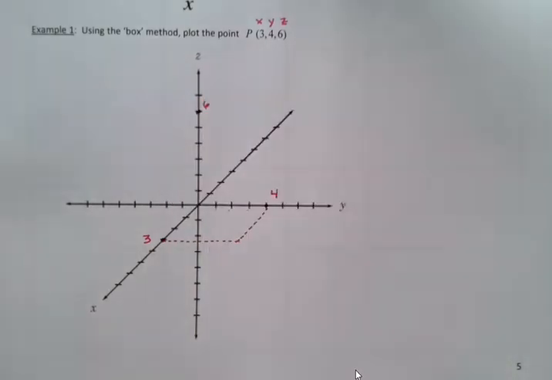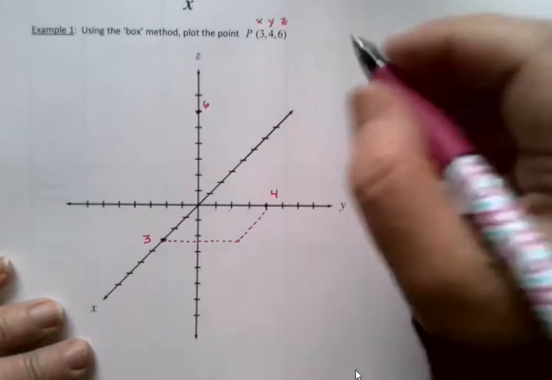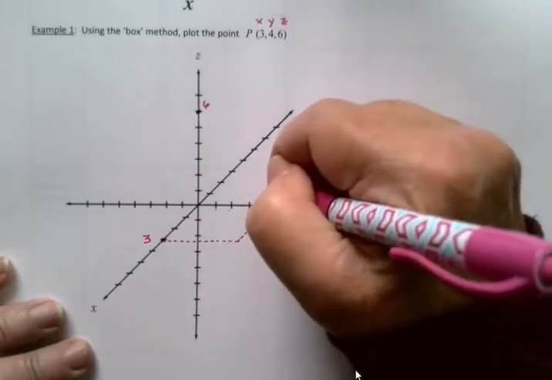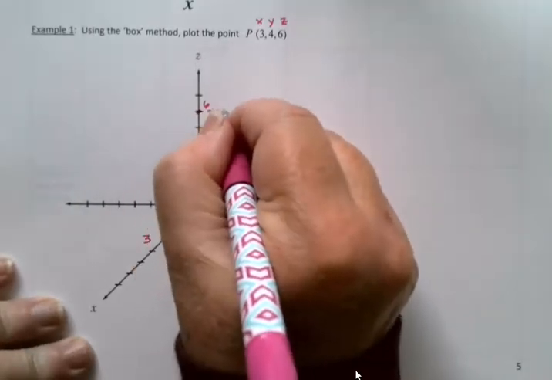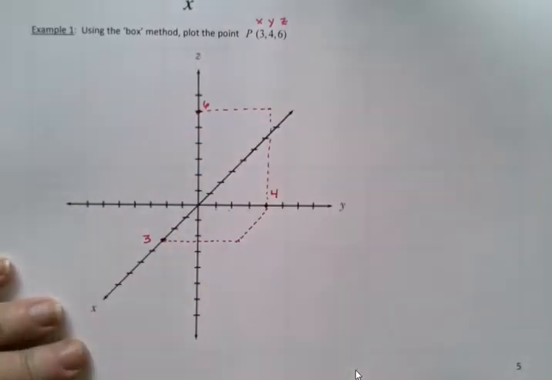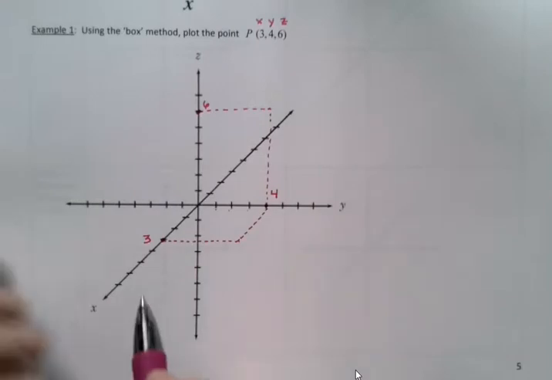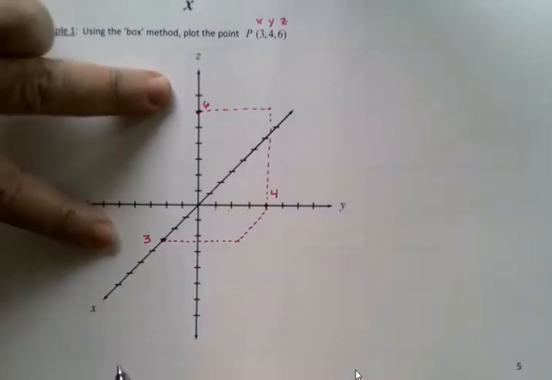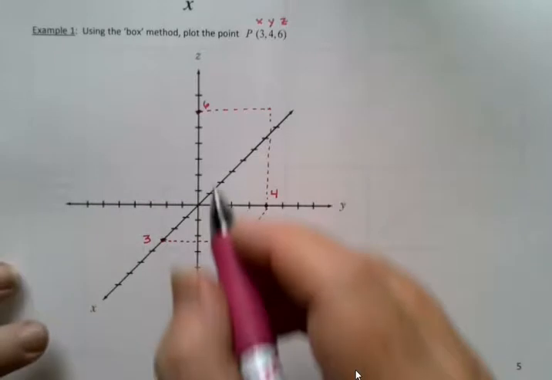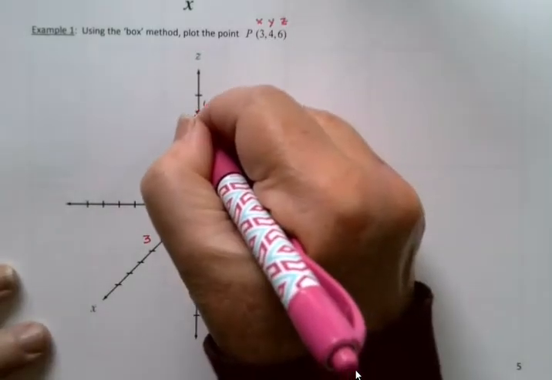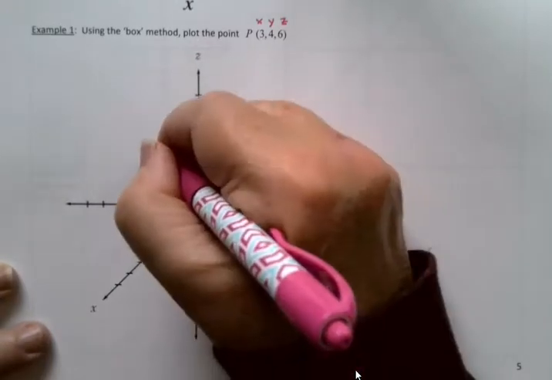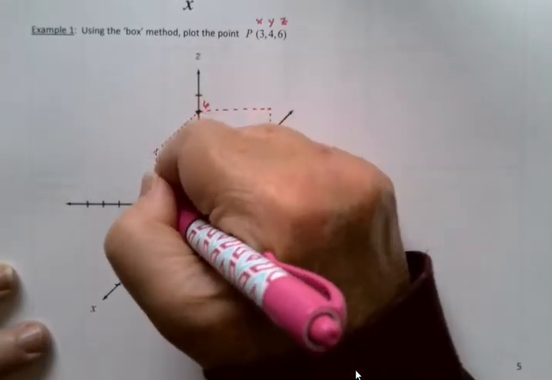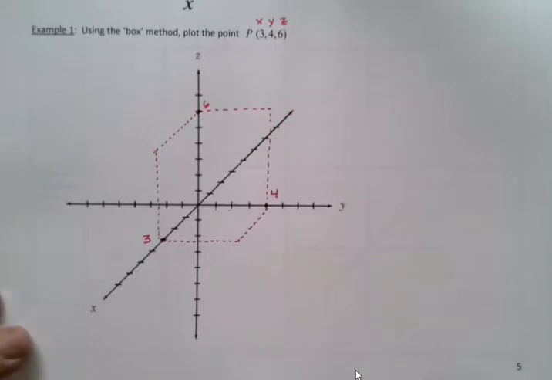So next, let me put the guidelines into the YZ plane. This is the easiest one. I'll go up parallel to the z-axis, and then over parallel to the y-axis. Over here in the XZ plane, I have to get that perspective again. So first of all, I'm going to kind of come parallel to the x-axis, and then vertically parallel to the z-axis.